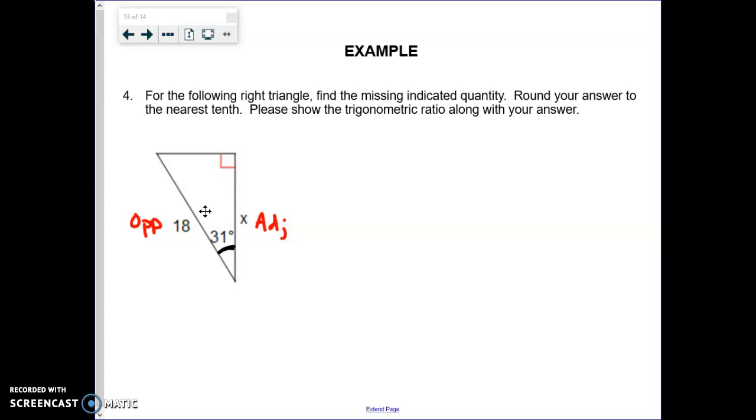So again, which trig function relates opposite to adjacent? Well, I think it's this one we just used, SOHCAHTOA. Opposite to adjacent. Oh, excuse me, I made a mistake here. Whoa. Let's go back.